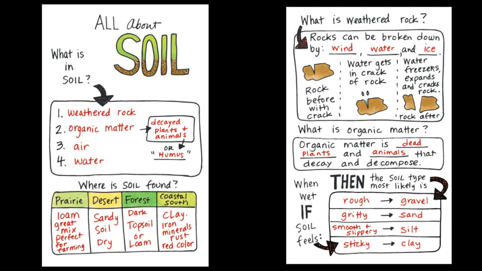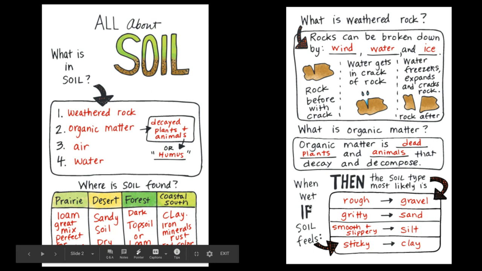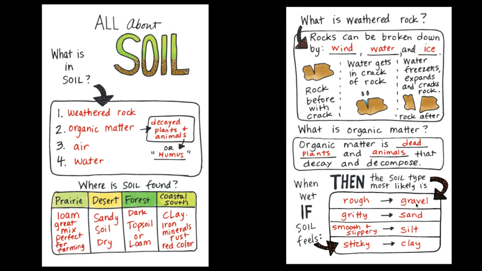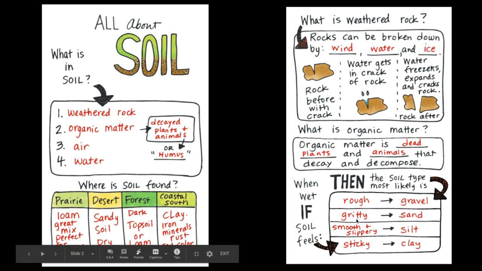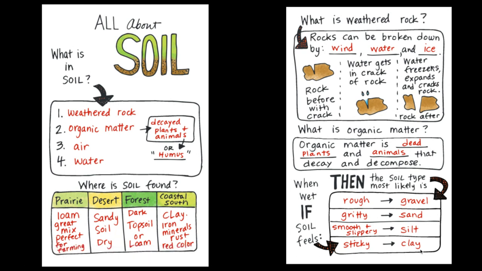So we have an if-then situation here. When wet, if the soil feels rough, then it's gravel. When it's wet, if it feels gritty, then it's sand. When it's wet, if it feels slippery and smooth, it's silt. If it feels sticky when wet, it's clay. That's a most likely situation. It's not always the rule, but it's the usual situation.